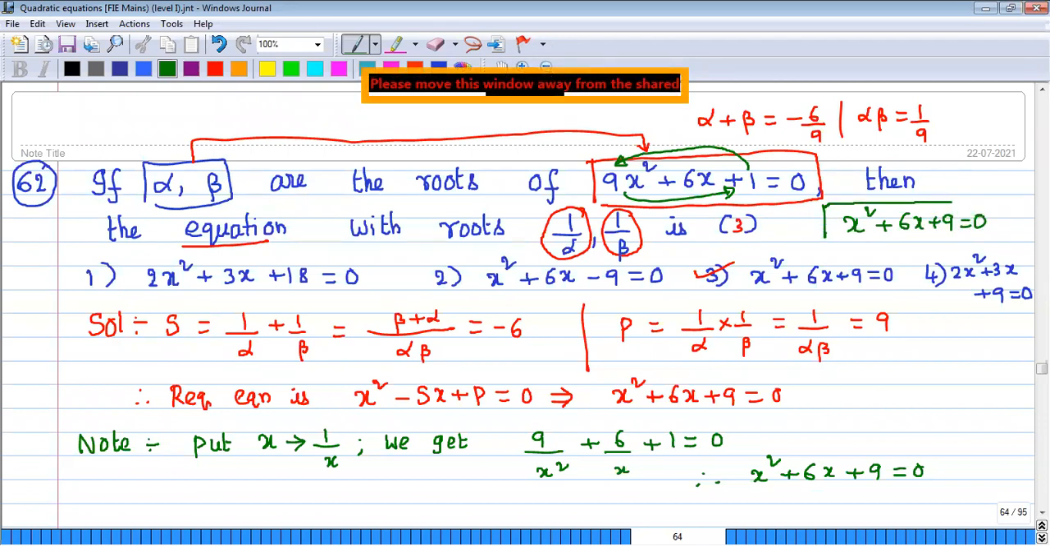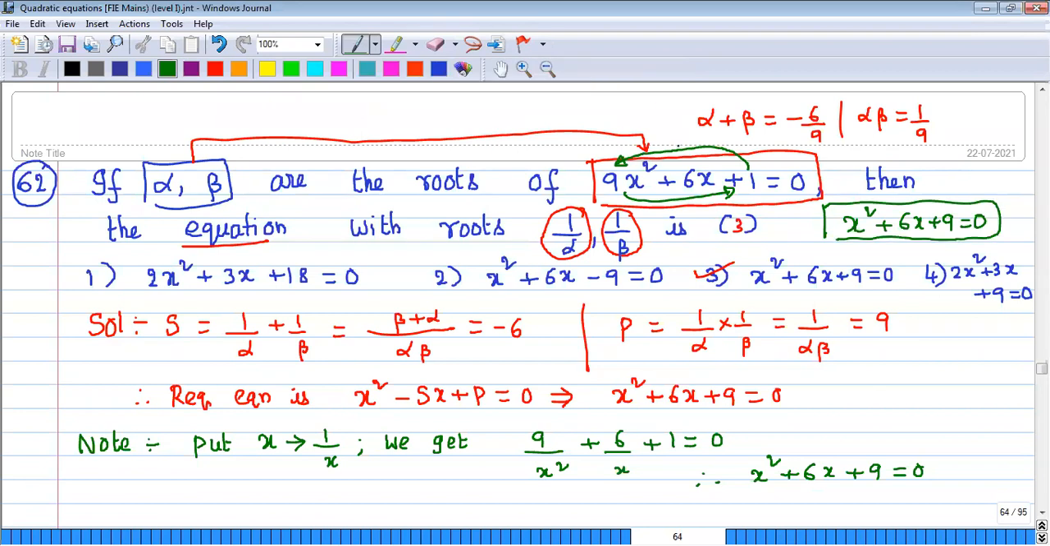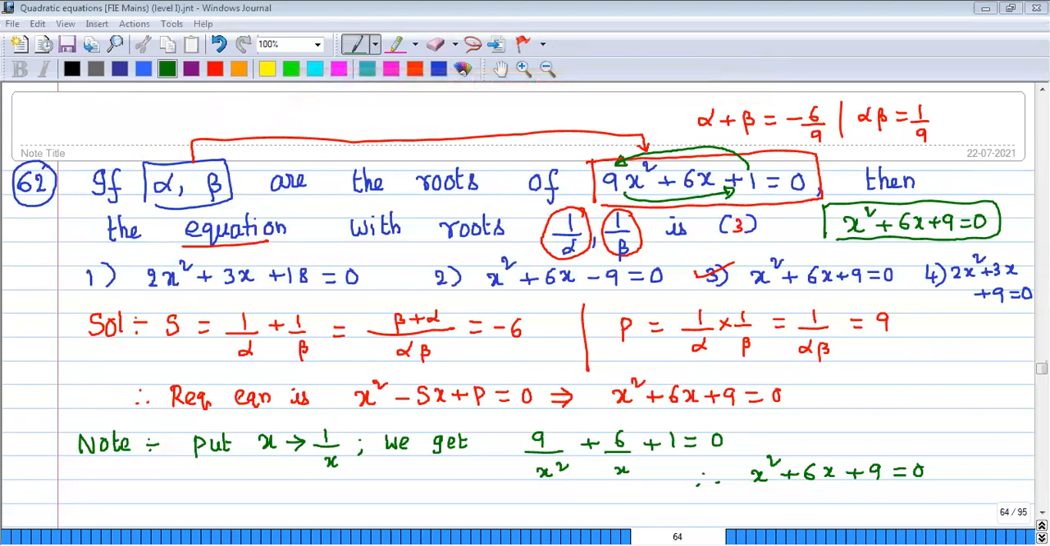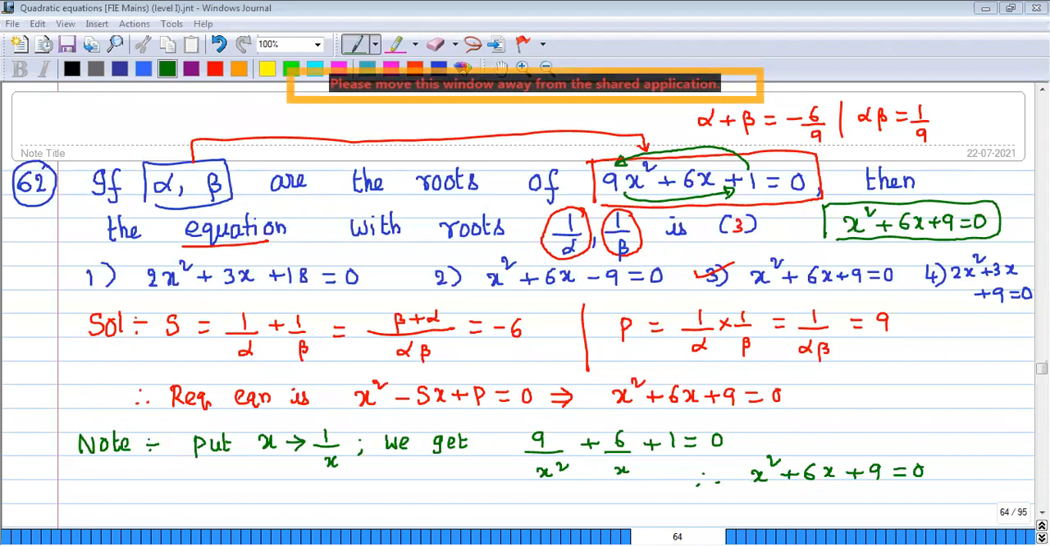Sir, can you show the previous page, sir? This is the first page. Yes, option 3 is the right option. Problem number 62 is the first. Sir, today's. Okay, sir. Completed, sir.